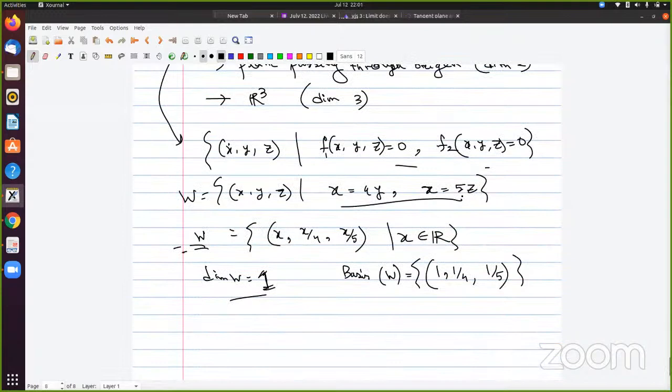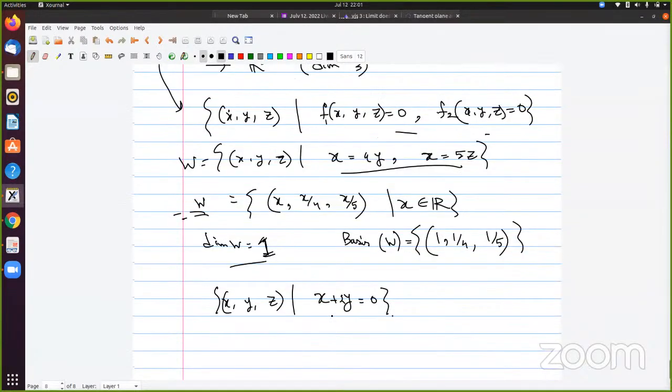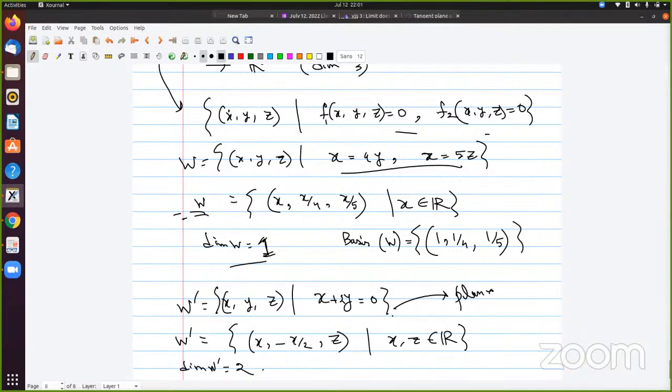So two constants are needed. Now, if I want to write the equation of a plane, I said one constant is enough. Suppose I don't need this, and take x plus 2y equal to 0. Only one constant is given, right? If I write it, this is W prime, say. Now this will be a plane, right? We have already seen that y equal to mx will be a plane in R3, when we were talking about limits today, in GeoGebra, we have shown it. So this is x, this is minus x by 2, this is z. Two free variables are there, x and z, so the dimension of W prime is 2. So this is a plane, and this is a straight line.